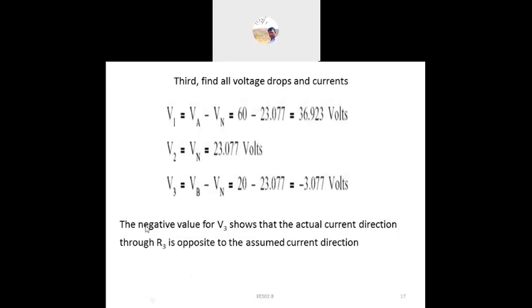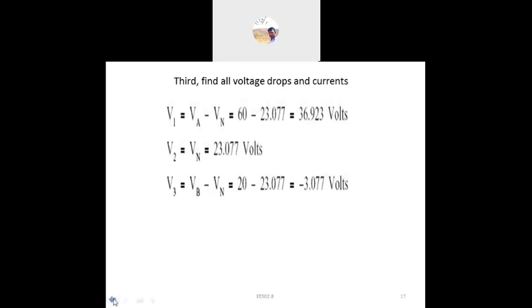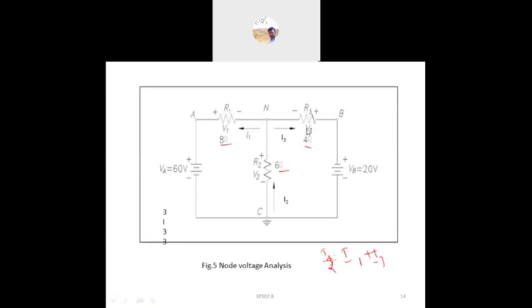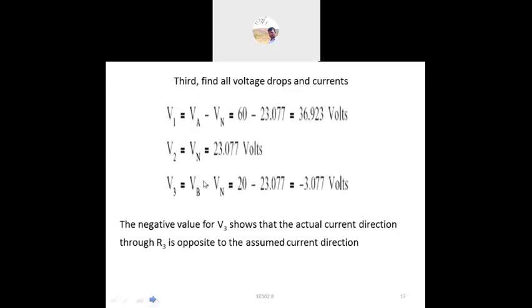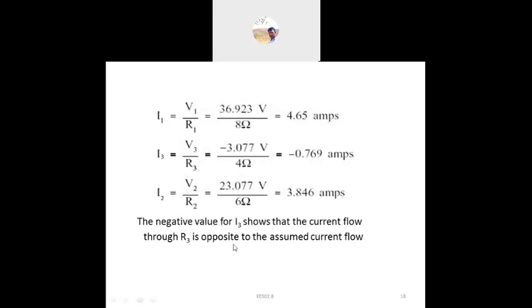So here the negative value of V3 shows that the actual current direction through R3 is opposite to the assumed current direction. In the circuit, you can see the R3 direction we assumed is positive, negative. If we get a negative value, that's because of the way I made the assumption. V3 was assumed in the negative direction, so that's why we get negative. If we get positive, then it is in the positive way. So whatever you get depends on the assumption, either positive or negative. It is based upon the assumptions, so you just have to assume positive and negative directions.